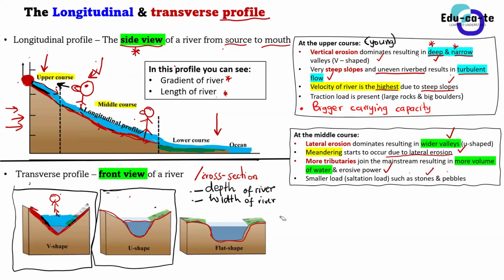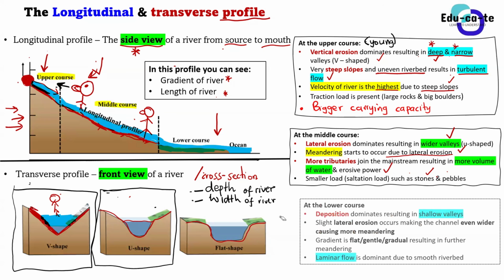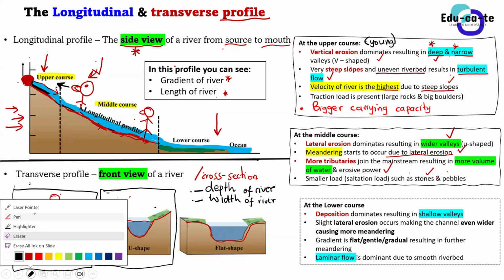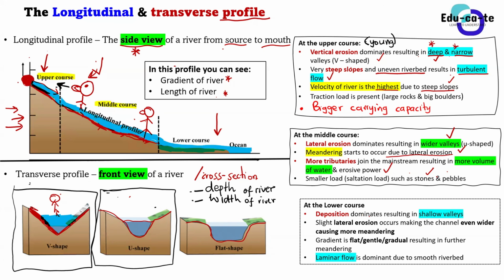Now, the last part. When the river is about to enter the ocean, we say that the river is in its lower course. A lot of things happen at the lower course. Pay careful attention to the lower course. Now, what's happening at the lower course, grade 12s? At the lower course, we do not have erosion as a dominant fluvial process. The dominant fluvial process at the bottom of the river, the lower course, is deposition.